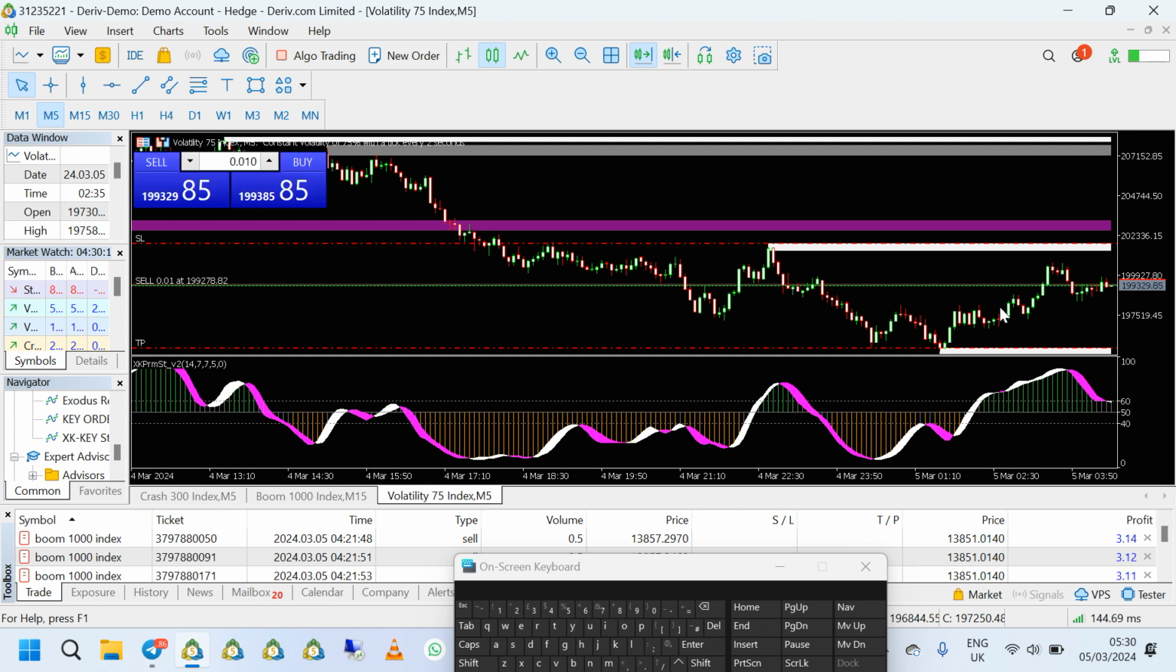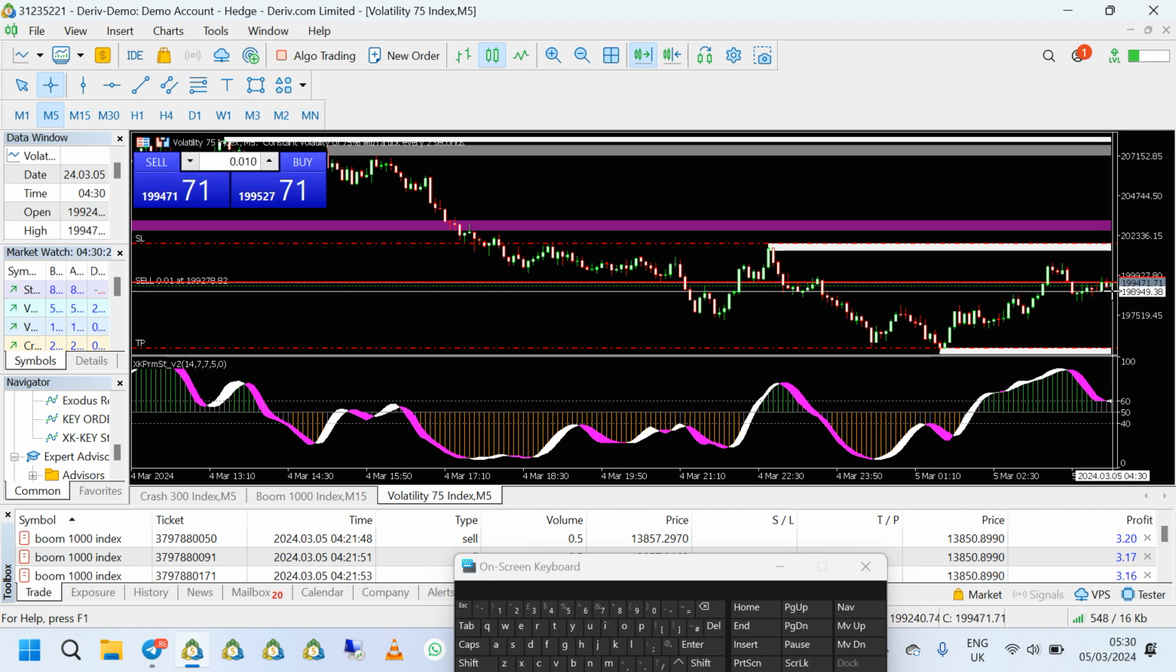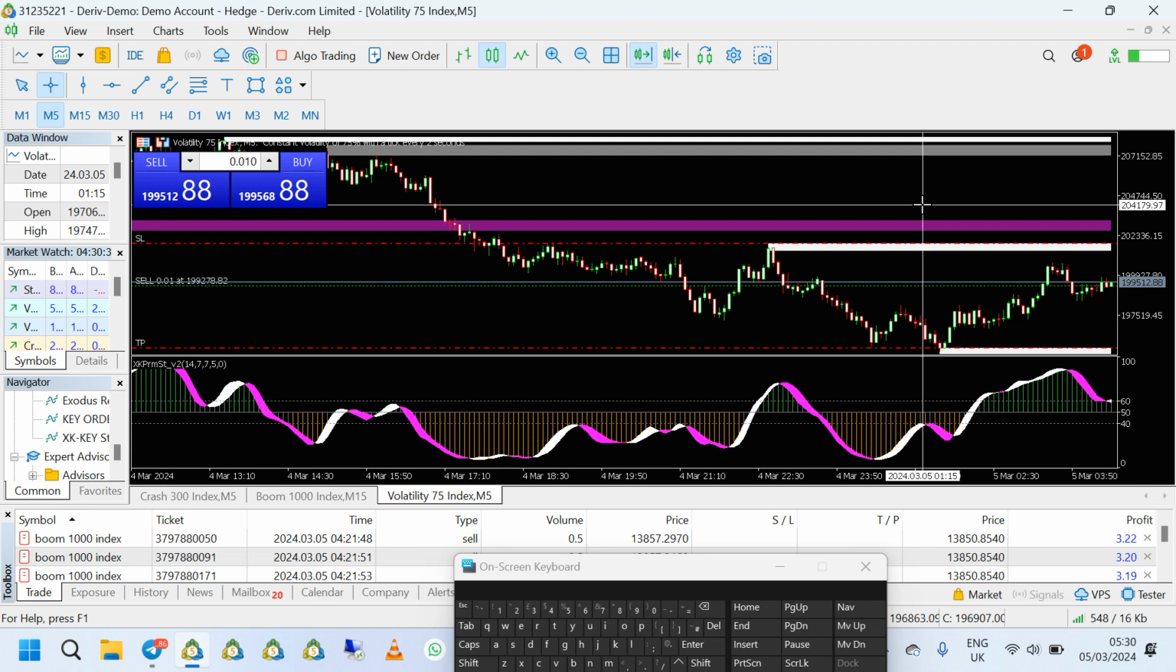You can also, like I said, check the charts at any time of your choice and see if the market plays out or not on Fix 75. Just as simple as that.